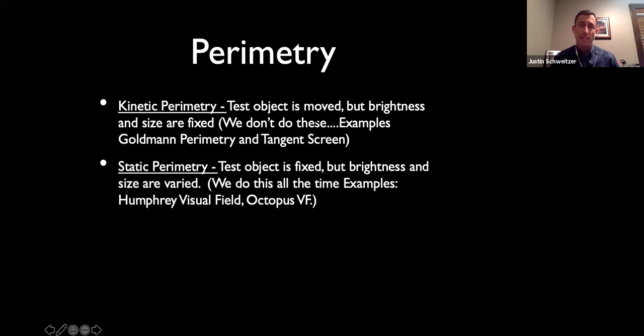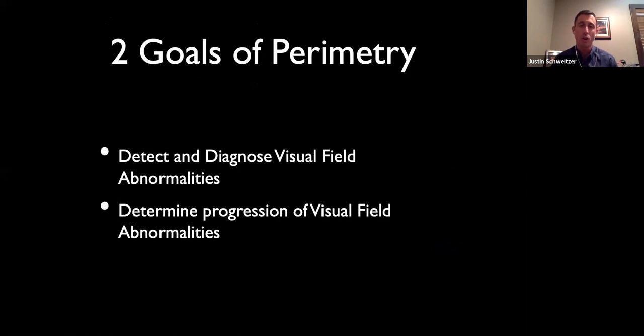So perimetry, this is what we're going to spend the majority of our time on. We have kinetic and we have static. Kinetic is your Goldmann perimeter, your tangent screen. Static is what we're going to spend most of the time on, which most of you do. What are our goals with this? Number one, we want to detect visual field abnormalities. This could be for glaucoma, this could be for a neurological condition, this could be for a variety of reasons, but that's the main goal.